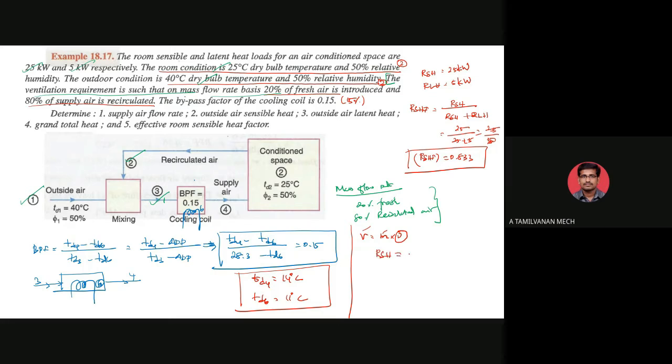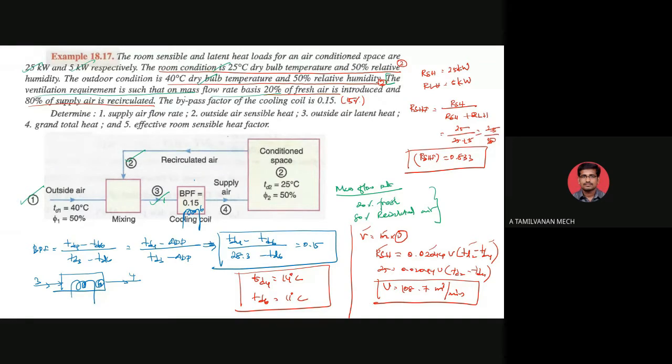Room sensible heat is 0.02044 into volume into TD2 minus TD4. Already we discussed, we need to know TD4, and we know this value. The room sensible heat that we already found is 25 kilowatt. So 25 is equal to 0.02044 V into TD2 minus TD4. From that equation you find V, the volume flow rate, equal to 108.7 meter cube per minute. This is the volume flow rate of air to the room.